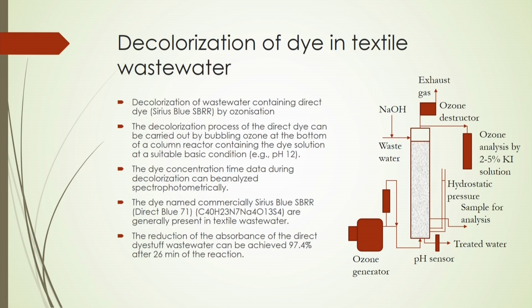Now, another example is decolorization of dye in textile wastewater. You will see decolorization of wastewater that contains direct dye stuff, and you can remove that color. Sometimes it is called Sirius blue, SBRR, or several other dyes of different colors. To remove that, you have to do this decolorization by the ozonation process.